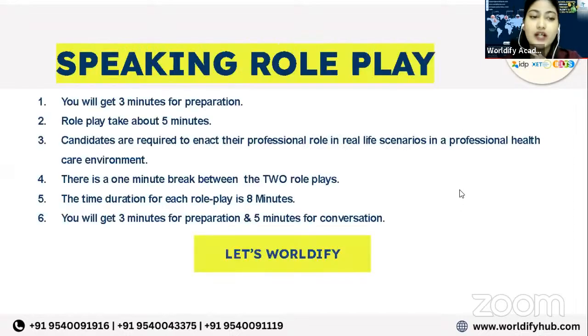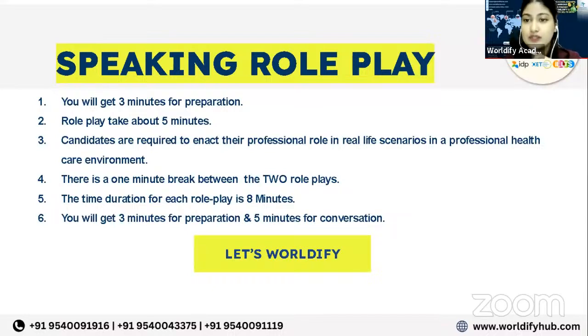Now, for the speaking role play card, you will get 3 minutes of preparation time. After 3 minutes of warm-up questions, you get 3 minutes of preparation time for your role play card. The role play will take about 5 minutes. Candidates are required to enact their professional role in real-life scenarios in a professional healthcare environment. You will be enacting the role of a nurse, and the interlocutor will be enacting the role of a patient. So you will get the nurse's card and the interlocutor will get the patient's card.